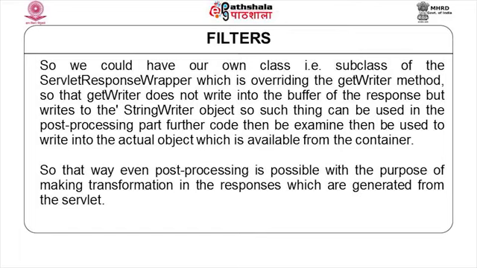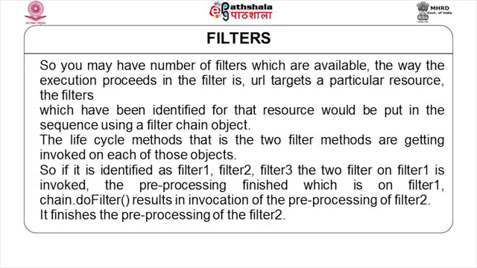The way the sequence of execution proceeds in the filter is, the URL targets a particular resource. Fine. So if the URL targets a particular resource, the filters which have been identified for that resource would be put in a sequence using a filter chain object. The lifecycle methods, that is the do filter methods, are getting invoked on each of those objects. So if it has identified filter 1, filter 2, filter 3, the do filter on filter 1 is invoked, the pre-processing finishes on filter 1, chain.do filter results in invocation of the pre-processing of filter 2.